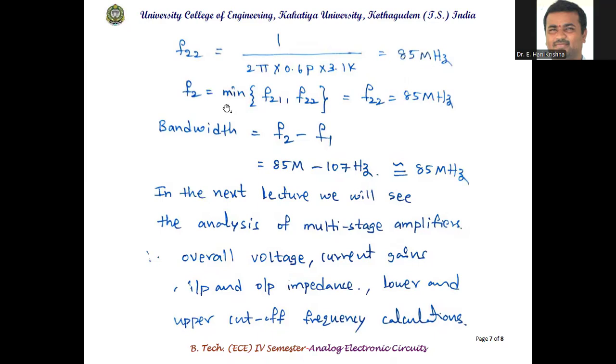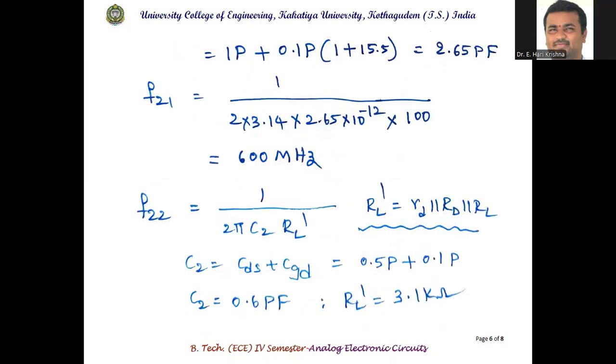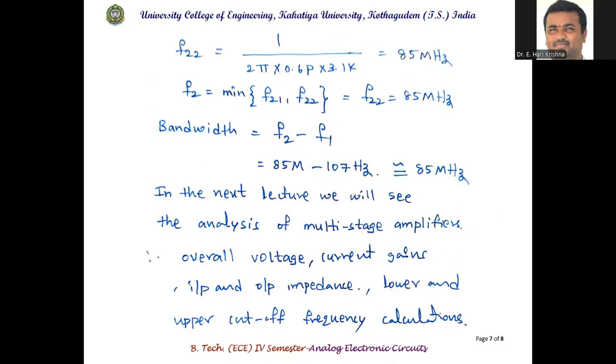So the overall upper cutoff frequency F2 is the minimum of F21 comma F22, out of which the minimum is F22. So 600 megahertz, 85 megahertz. Out of these two, 85 megahertz is the minimum. So bandwidth is equal to F2 minus F1. F2 is 85 megahertz, F1 is 107 hertz. So approximately the bandwidth is 85 megahertz.